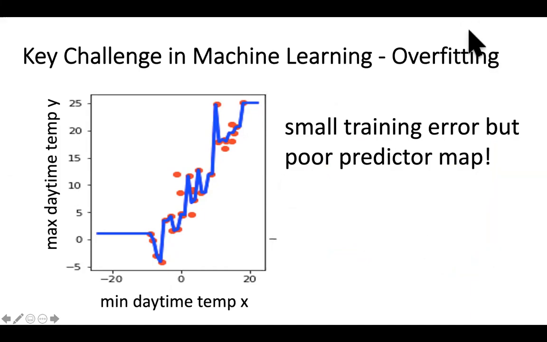From a deep neural network, and it pretty much fits perfectly the training set, these red dots. However, it's not a good predictor, because this predictor would tell you for minus 20 degrees, a minimum daytime temperature, the maximum daytime temperature will be for sure positive, which is surely not always the case.